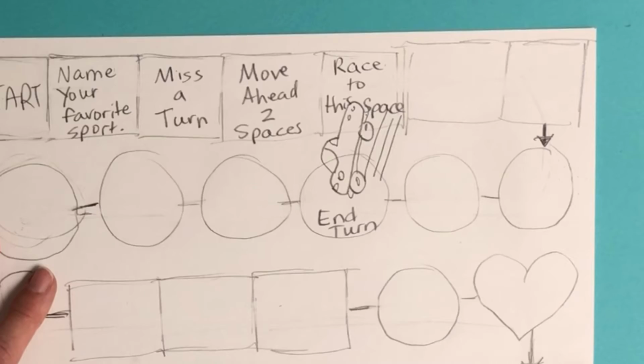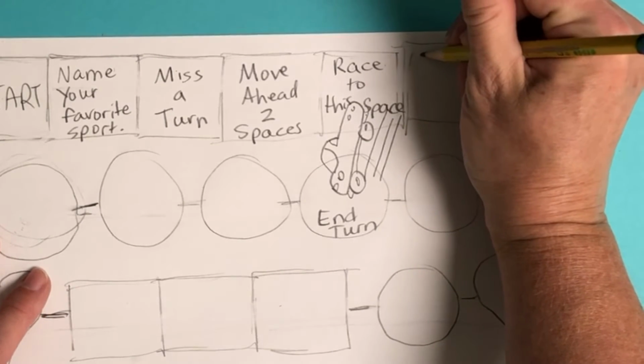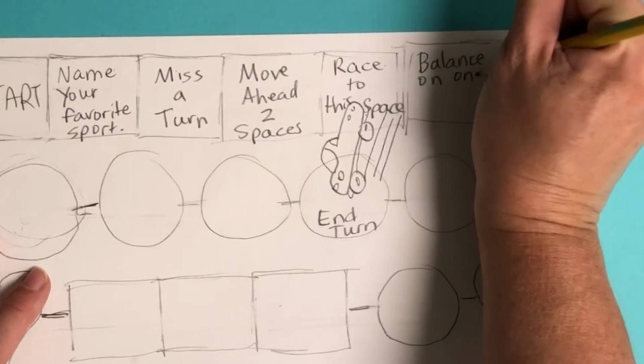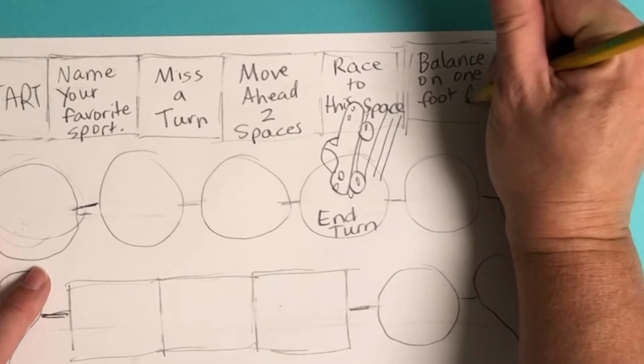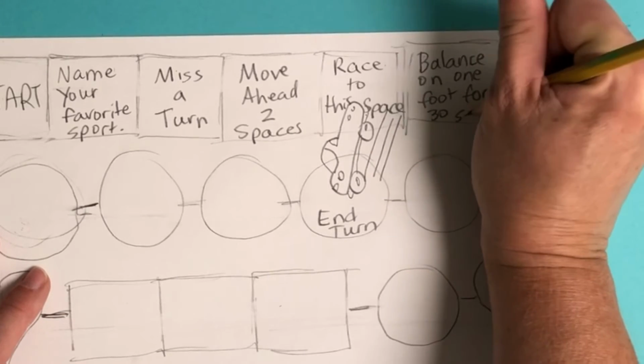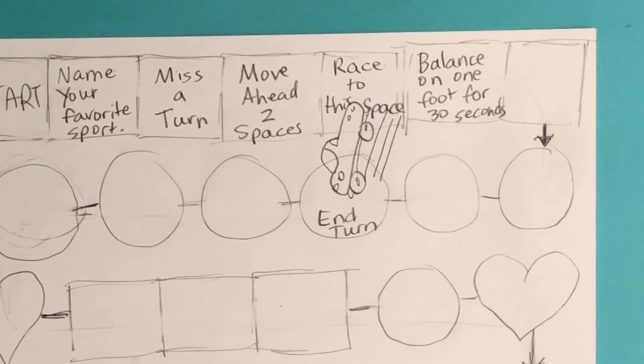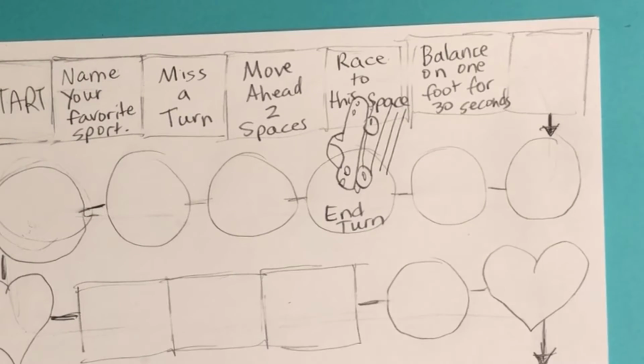And then you can also put activities like balance on 1 foot for 30 seconds. Okay. You can also be very cautious about trivia questions. You might know all sorts of amazing stats about your favorite team, but that doesn't mean that everyone who's going to be playing your game board with you will.